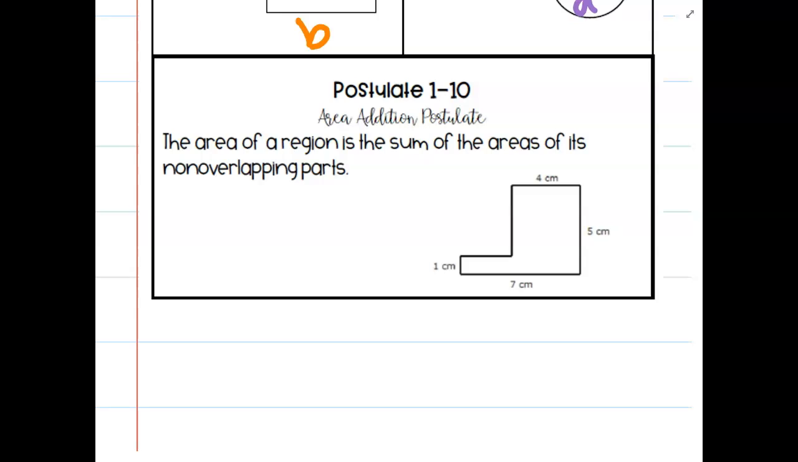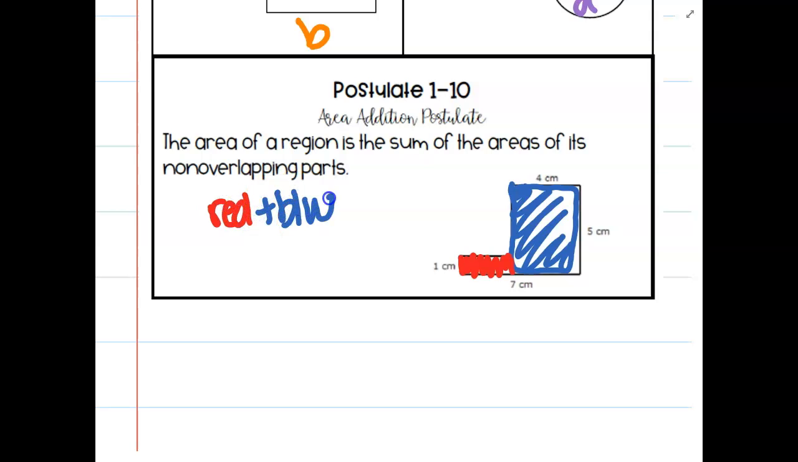So what you can do is take this shape and do one of 2 things. You could break it into 2 separate rectangles, find the area of this rectangle, find the area of this rectangle, and add them together. So for this one, it'd be the area of the red plus the area of the blue would be the total area. So breaking apart, area addition. This area plus the other area would give you the total area.